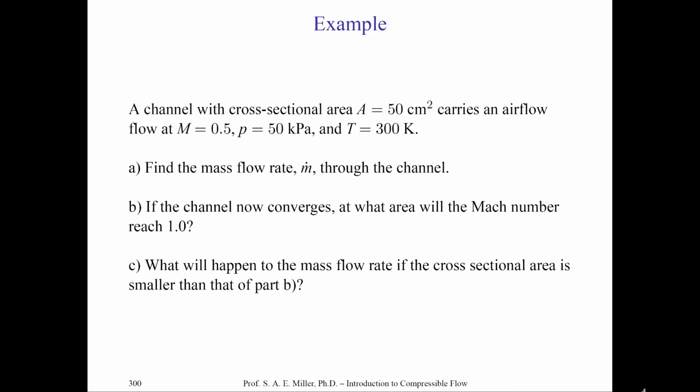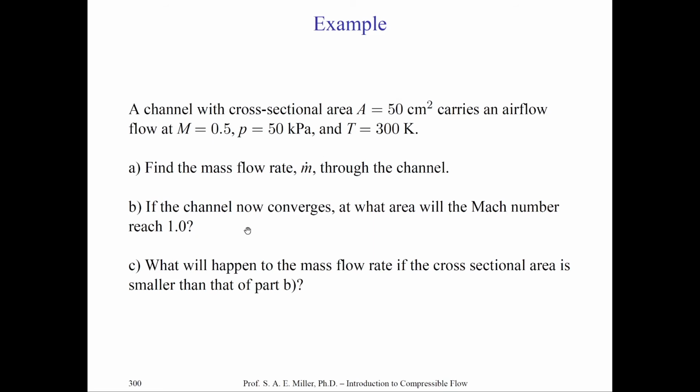A channel with cross-sectional area A of 50 centimeters squared carries an airflow at M equals 0.5, pressure 50 kPa, and temperature of 300 Kelvin. We're first asked to find the mass flow rate m dot through the channel. Now we ask ourselves, if this particular flow converges, what area will the Mach number reach 1.0? So we have a subsonic flow at these conditions, Mach 0.5, pressure and temperature of 50 kPa and 300 Kelvin, starting at a cross-sectional area of 50 centimeters squared.